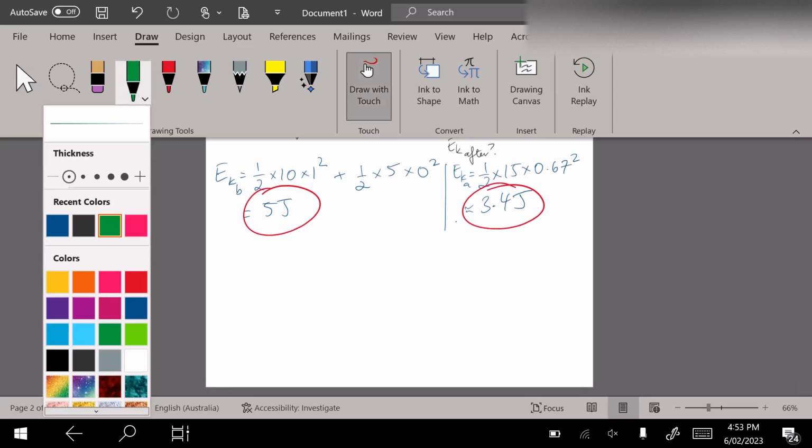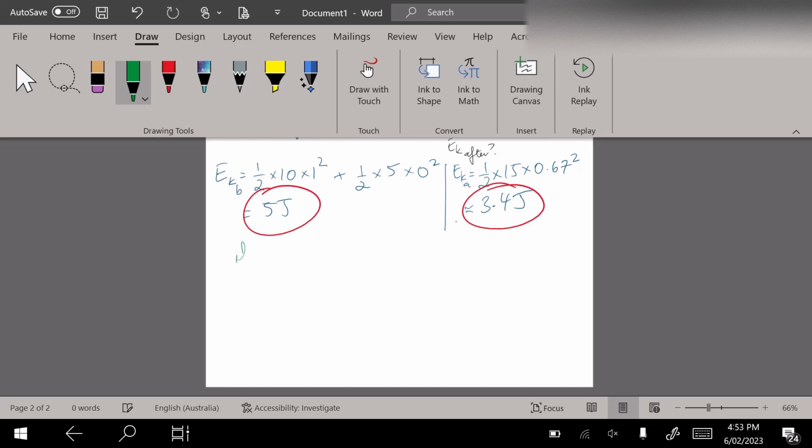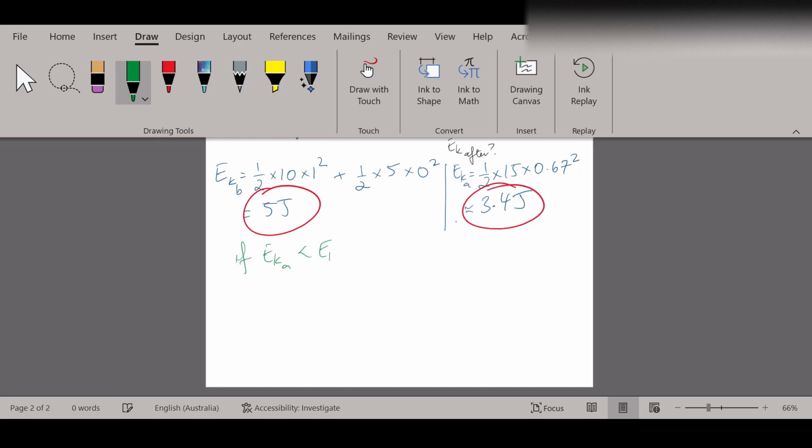If the kinetic energy after is less than the kinetic energy before, we call the collision, actually, I shouldn't even write less than, if it's not equal to, we call the collision inelastic. And that's nothing to do with rubber bands or anything, it's just what we call it. We call the collision inelastic. And that can take 2 forms.